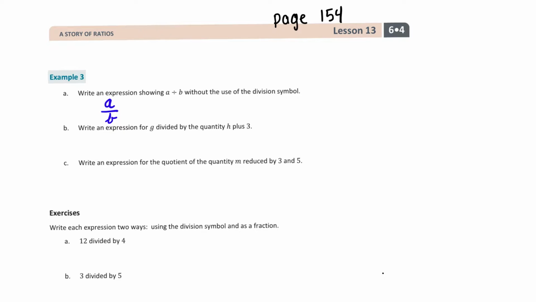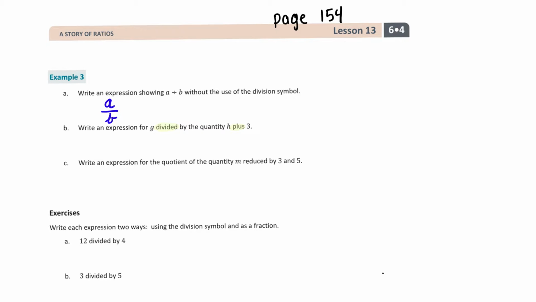Next question. Write an expression for G divided by the quantity H plus 3. Before we do any of this, let's highlight keywords that are going to help us identify the symbols that we're going to be using. So let's do divided. That's a keyword that represents a symbol, and the word plus.